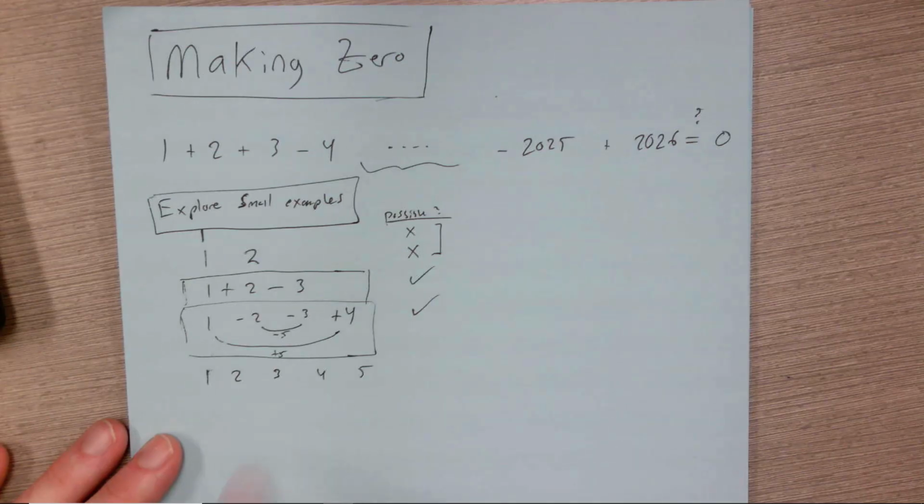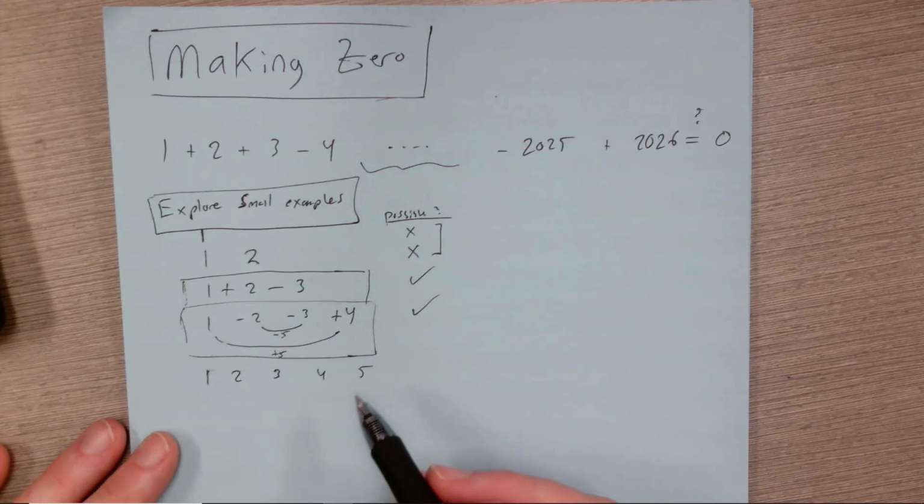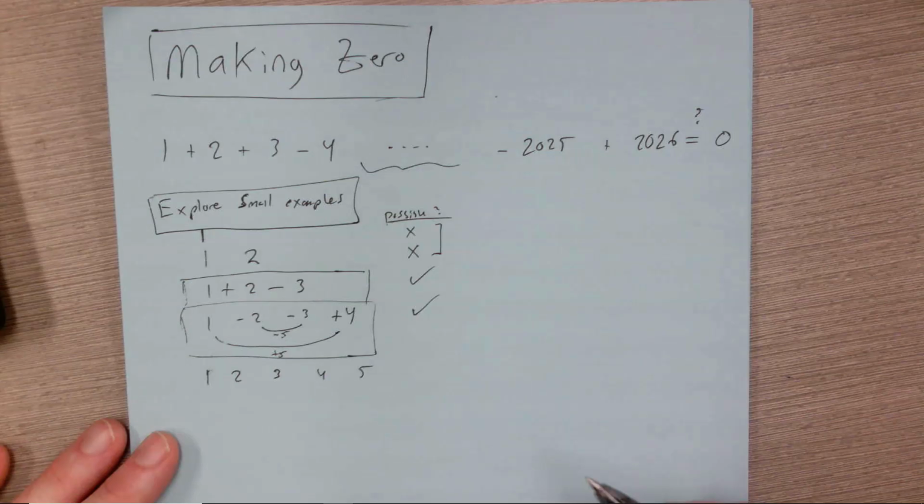Well, so I can add 1, 2, and subtract 3 to make 0, but then there's no way to make 0 with the 4 and the 5. So you might tinker around a little bit. This is starting to become large enough that you can't list all the possibilities. There's a lot of them. I mean, you could, but it would take a while. And it might not be obvious if it's possible or not.